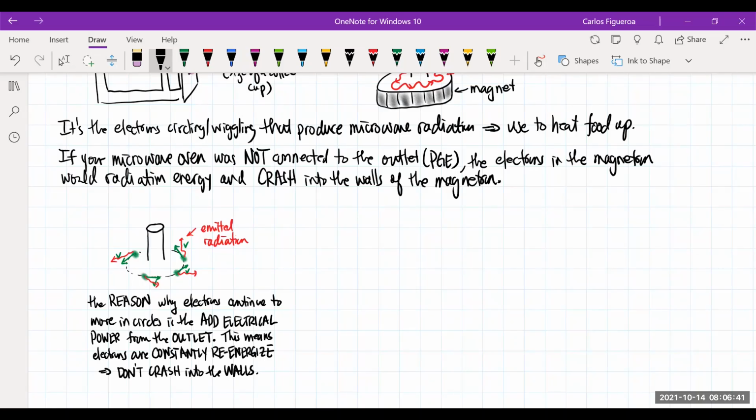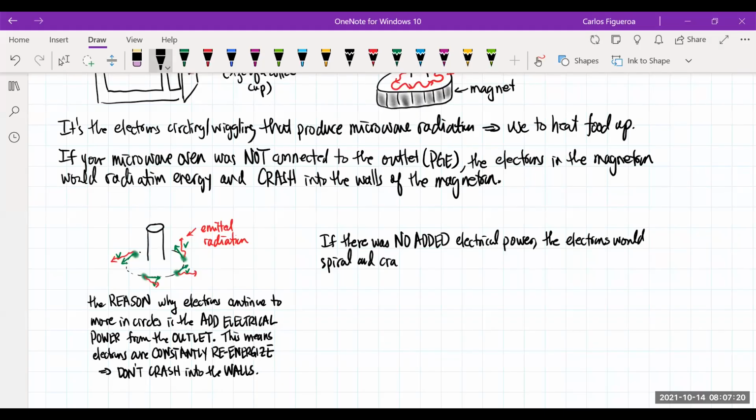So then, what do I mean by this? If there was no added electrical power, the electrons would spiral and crash into the walls of the magnetron.